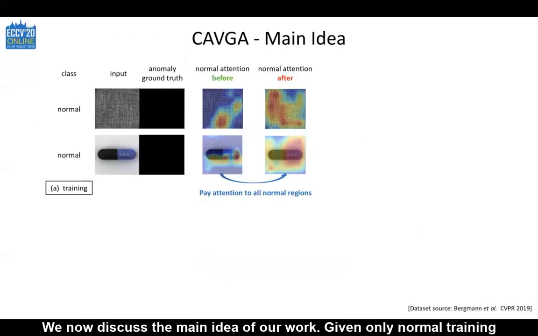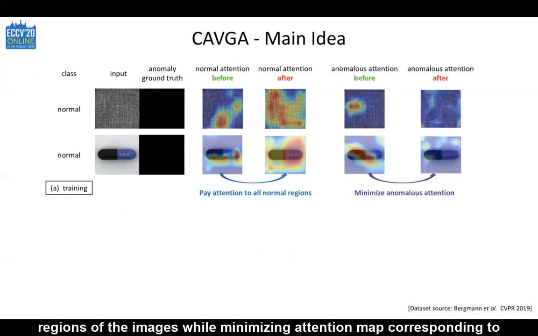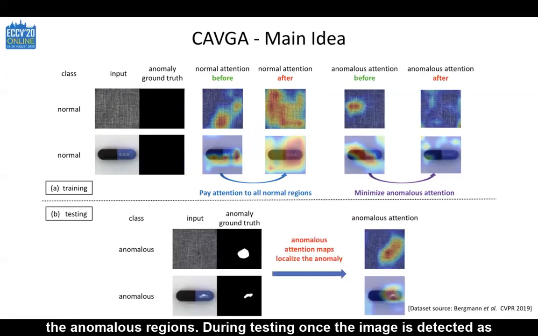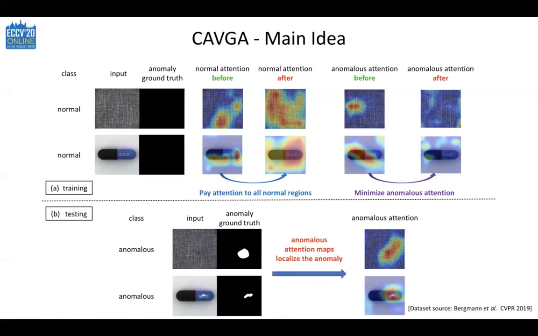We now discuss the main idea of our work. Given only normal training images, we encourage the attention map to focus on all the normal regions of the images, while minimizing the attention map corresponding to the anomalous regions. During testing, once the image is detected as anomalous, the anomalous attention map localizes the anomaly in the image.